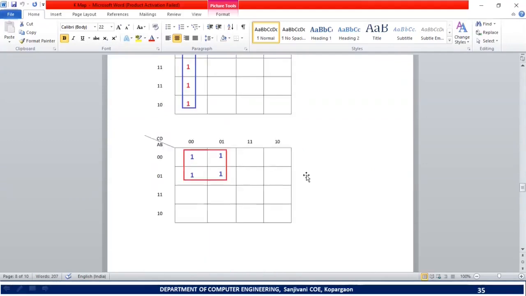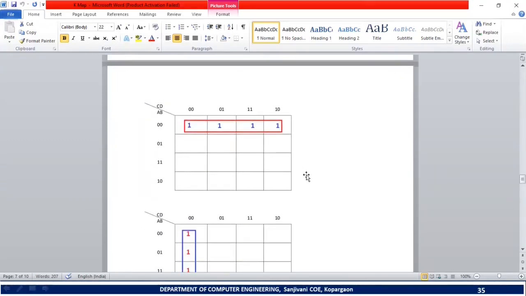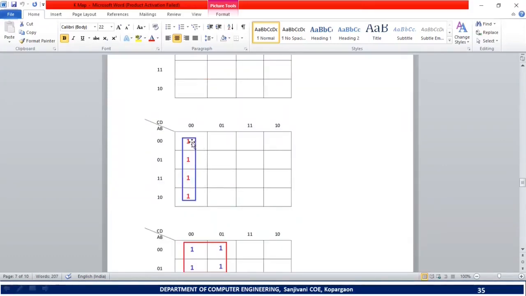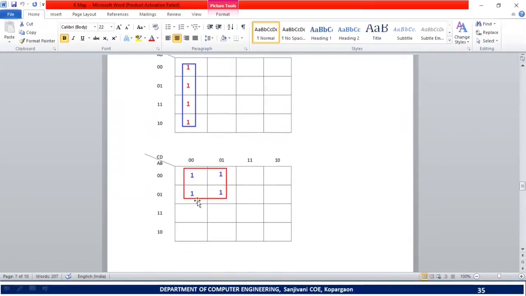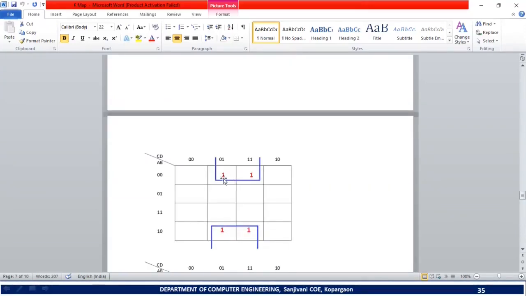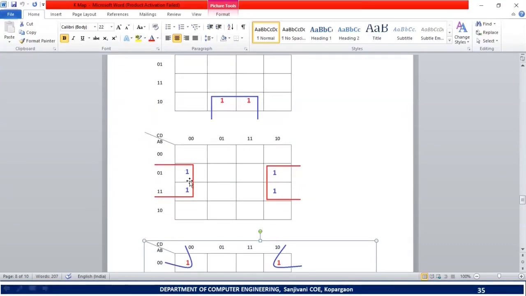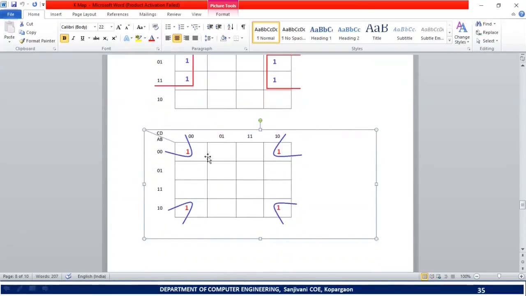So in this way we have seen different possibilities by which we can make a group of 4 1. Let us revise it again. If we have 4 horizontal adjacent ones, if we have 4 vertical adjacent ones, then if we have 4 1 like this, then if we have 2 1 in first row and 2 1 in completely opposite cell of last row, then also we can combine them. Then if we have 2 1 in first column and 2 more 1 in completely opposite cell of last column, then we can combine them to form a group of 4 1. Then if we have 1 in 4 corners of a 4 variable K-map, then we can combine them to form a group of 4 1.